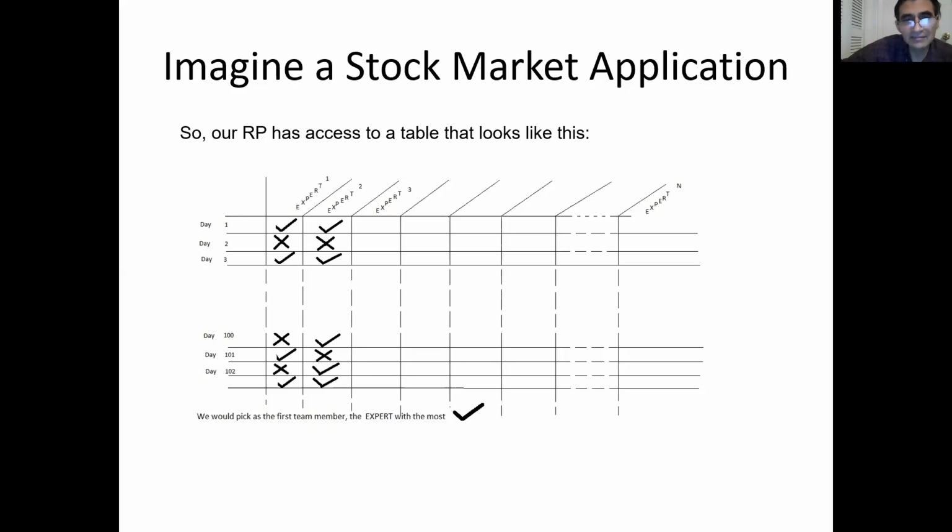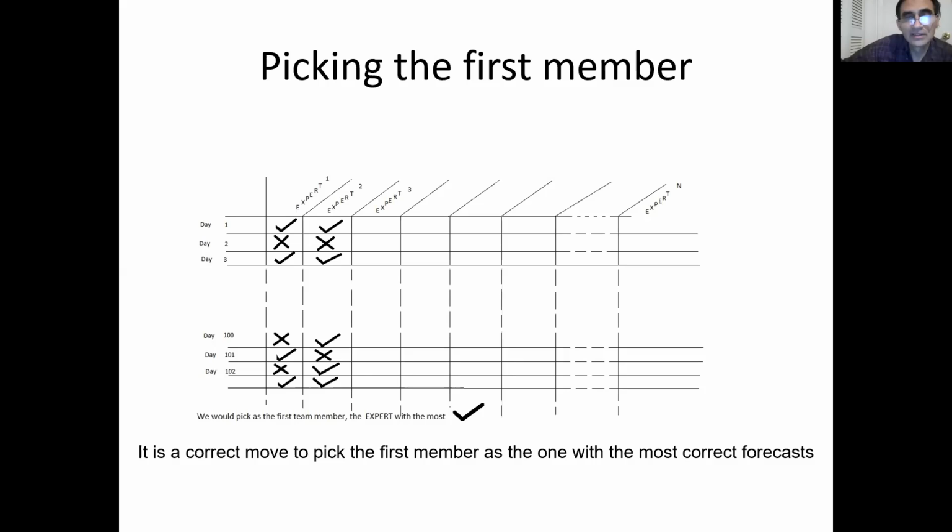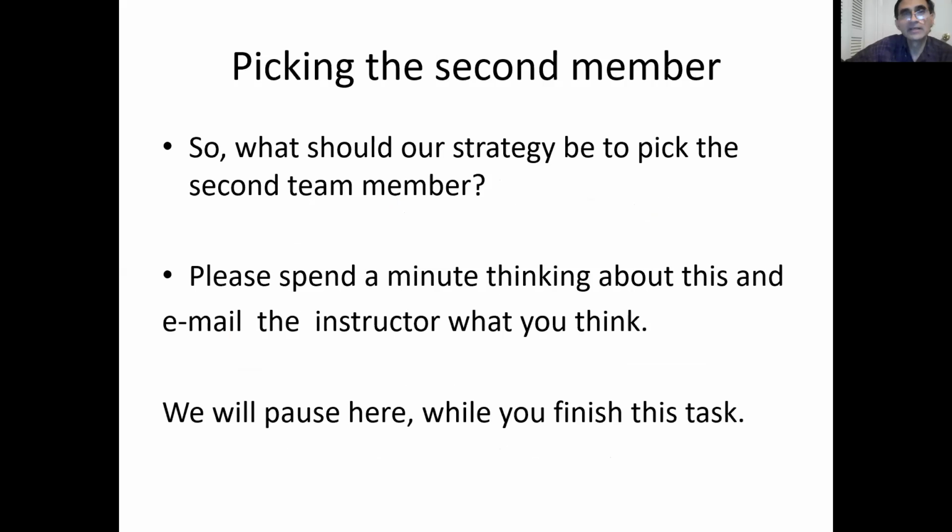And indeed, it says at the bottom, we would pick as the first team member the expert with the most checks, okay? So that's exactly what he does. So it is a correct move to have done that. Pick the one who made the most correct calls, perfectly. Now, how do you pick the second one, right?